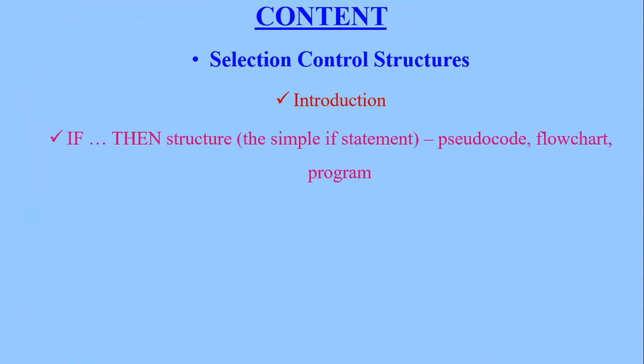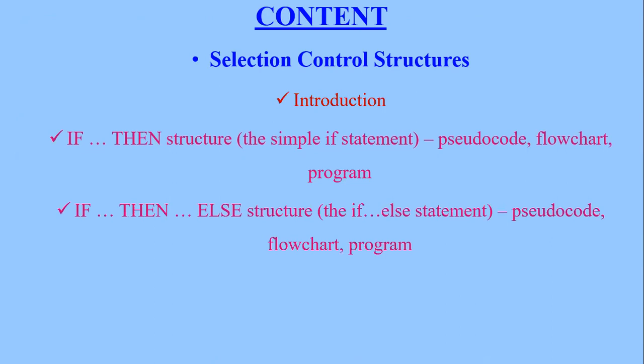In this tutorial, I'm going to look at selection control structures in C and in Pascal. I'll therefore begin with an introduction to selection control structures, and then we shall look at the if-then control structure that we also call the simple if statement. And to demonstrate this structure, I'm going to show you an example of a pseudocode, a flowchart, and a sample program in C and Pascal.